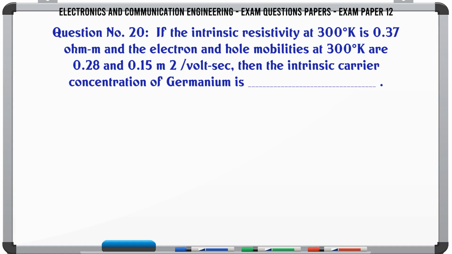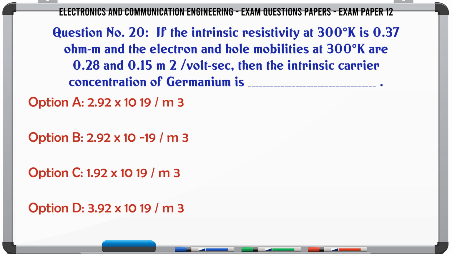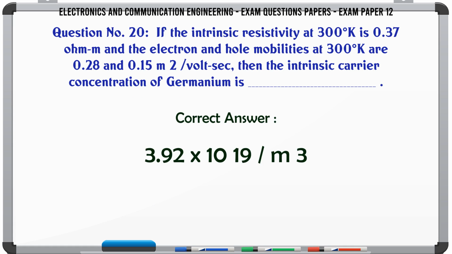If the intrinsic resistivity at 300 K is 0.37 ohm-m and the electron and hole mobilities at 300 K are 0.28 and 0.15 m2/V-s, then the intrinsic carrier concentration of germanium is A) 2.92 x 10^19 m^-3, B) 2.92 x 10^19 m^-3, C) 1.92 x 10^19 m^-3, D) 3.92 x 10^19 m^-3. The correct answer is 3.92 x 10^19 m^-3.